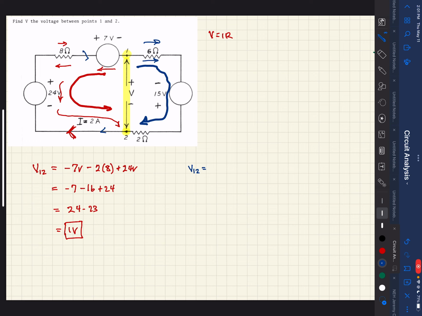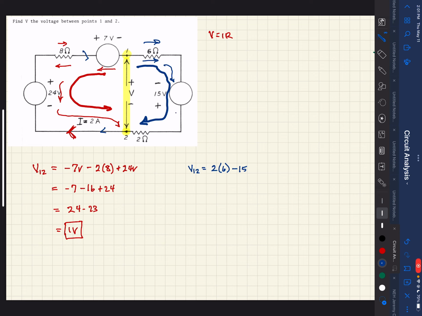So again, it's just V equal IR. So I is the current, which is 2, and the resistance is 6. So that's the first device. Now we continue around, and then we encounter this voltage source here, and we encounter the negative terminal first. So then that'll be a minus 15 volts.